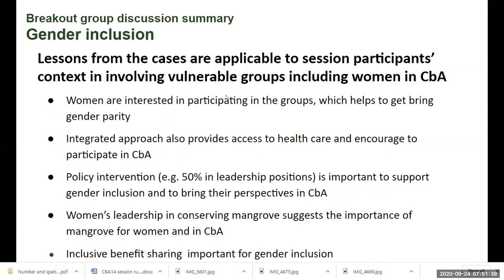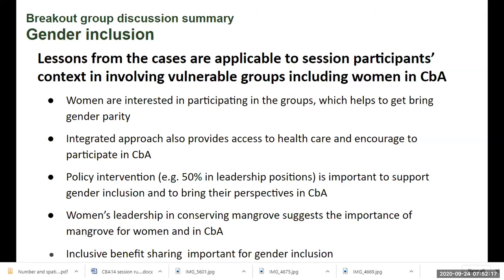Yes, please look. So our group had a very interesting discussion on two questions. First was about the lessons from the cases that are applicable to the participants' context in empowering vulnerable groups, including women. You can see on the screen the key points from our discussion: women are interested in participating in the groups, that would help them bring gender parity, and an integrated approach which also provides access to health encourages women to participate in CBA and policy intervention. For example, the case from Nepal is important for gender inclusion.